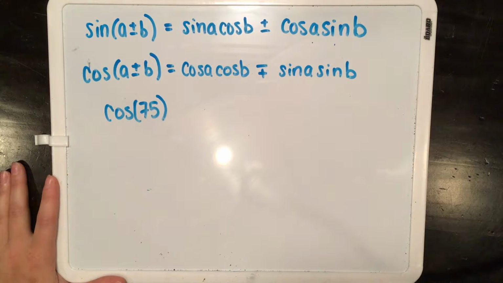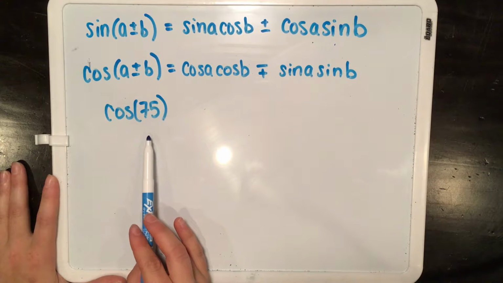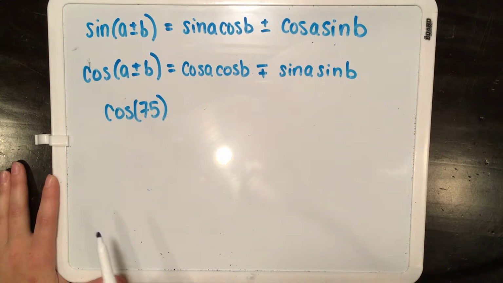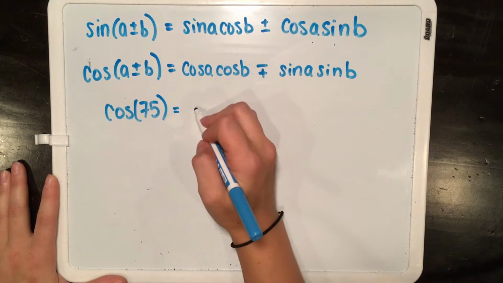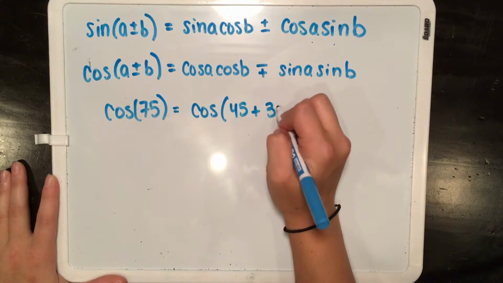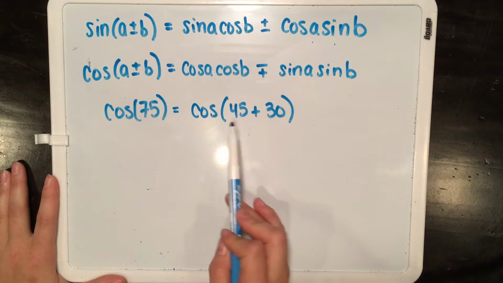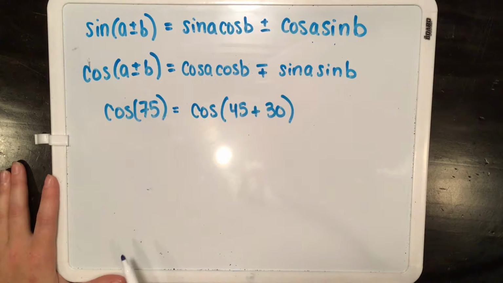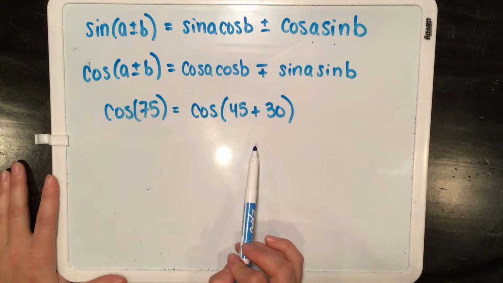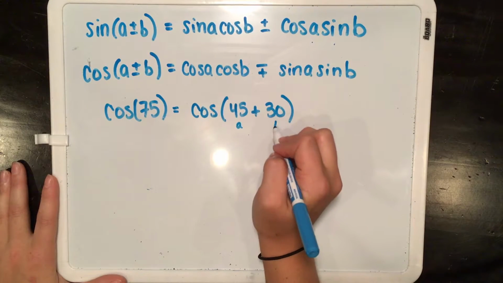Now we're going to try an example of an angle that we don't necessarily know the answer to. Cosine of 75 is not on the unit circle, but we could break 75 up into two numbers that sum to equal 75. And the numbers I'm going to use are 45 plus 30. 45 and 30 equal 75, and we know the cosine and the sine of both of these numbers. So we can use that in order to find the cosine of 75. So this is our A and this is our B.